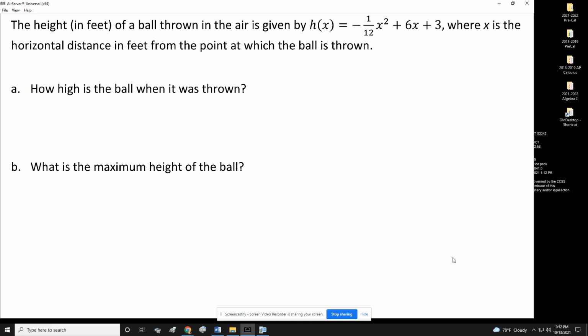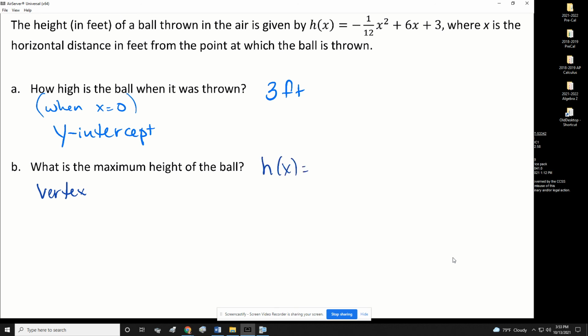So like when the person is holding it in their hand, so that's basically going to be when x is 0 or the y-intercept. So we can just look at it because it's in standard form and tell that answer. So that's going to be 3 feet. All right, and then we have the maximum height of the ball. So the maximum height of the ball, we need to find the vertex. So that's going to take some work, and that's what we learned in the previous lesson.